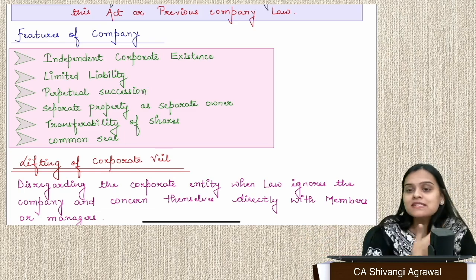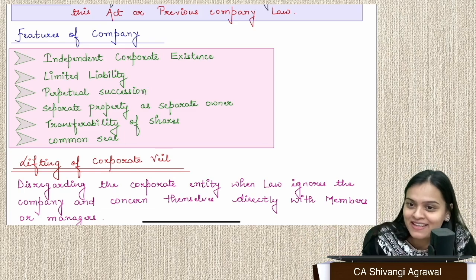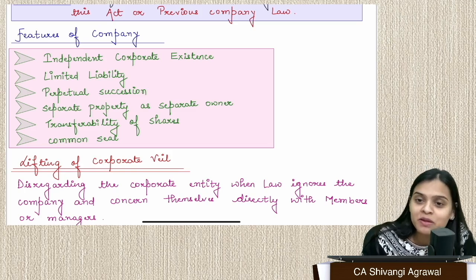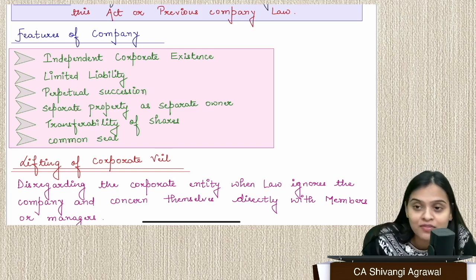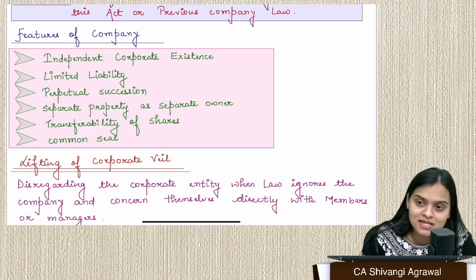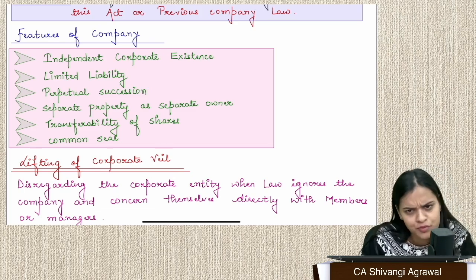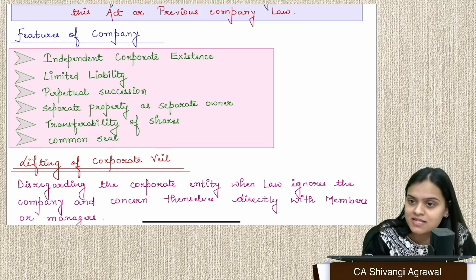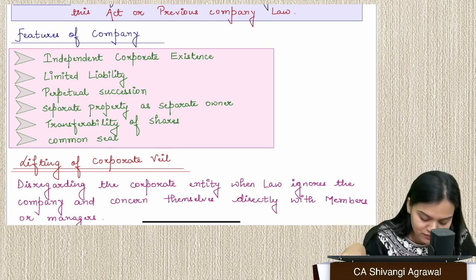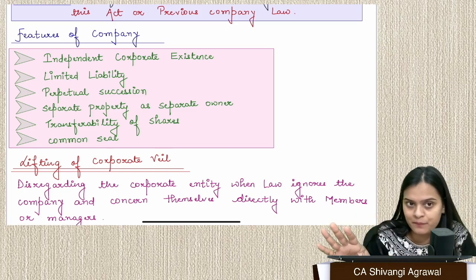Next is perpetual succession. What is perpetual succession? It doesn't matter who comes, who goes. Today you may be the member, tomorrow somebody else may be the member. It is not going to affect the company. Just like a partnership firm, it gets dissolved if a partner leaves, and then you have to re-establish the same if you want to continue. But here, company, it will be intact. So membership may keep on changing. It does not affect the company's continuity.